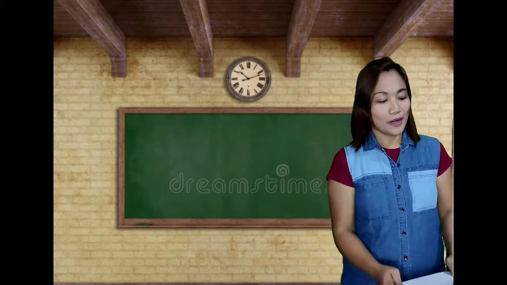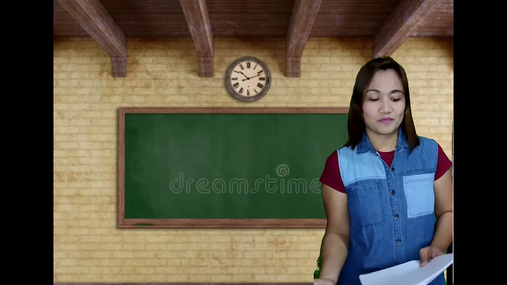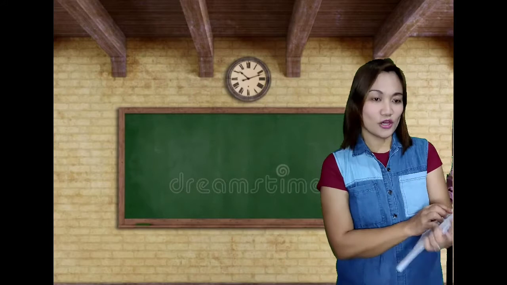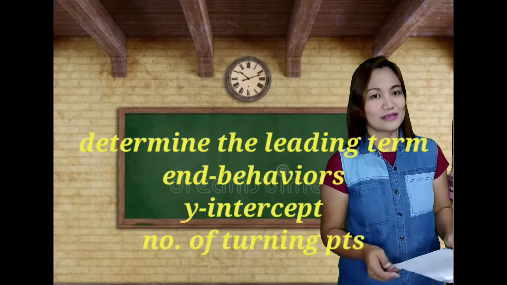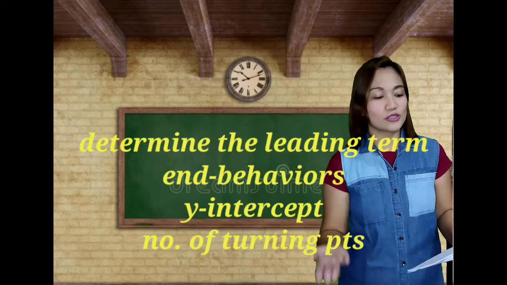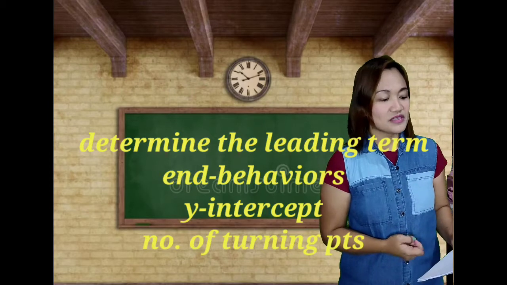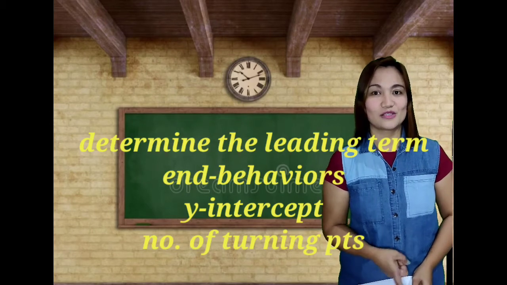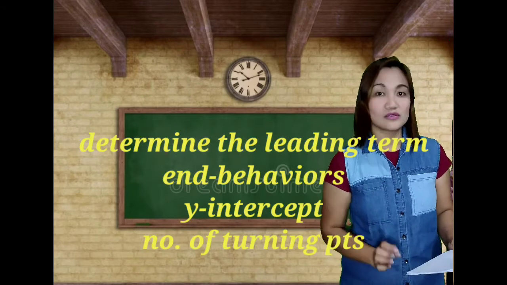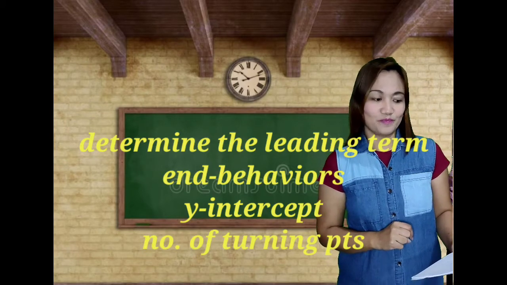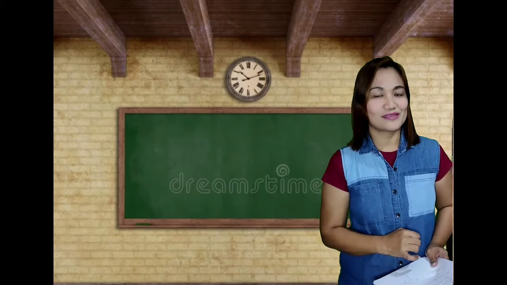Now let's start by evaluating. This is on page 4 of your module. So sa page 4 na po tayo ng module 2 ng mathematics. So we're going to determine the leading term and behaviors, y-intercepts, and the number of turning points. Magpa-flash na po sa screen yung direction. I repeat, we are going to determine the leading term and behaviors, y-intercept, and the number of turning points.